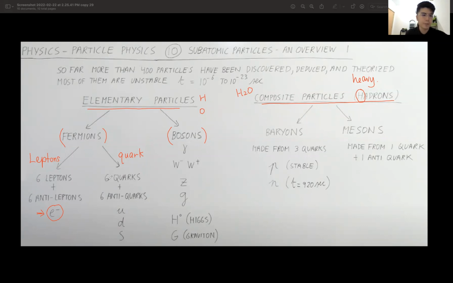The second group is quarks. Quarks are made of 6 quarks plus 6 anti-quarks, so in total you have 12. These are 3 common examples: the up quark, the down quark, and the strange quark.